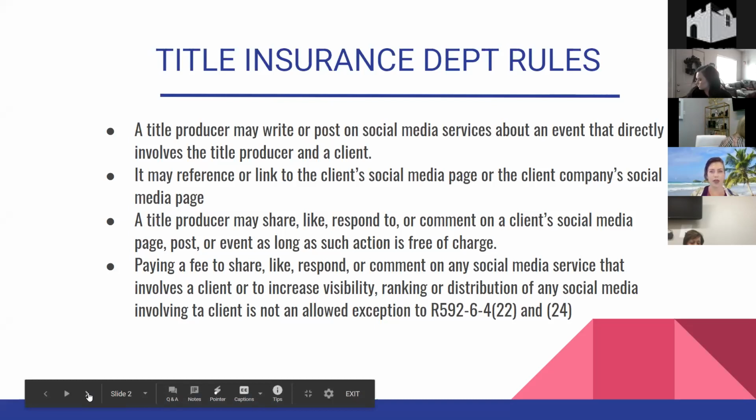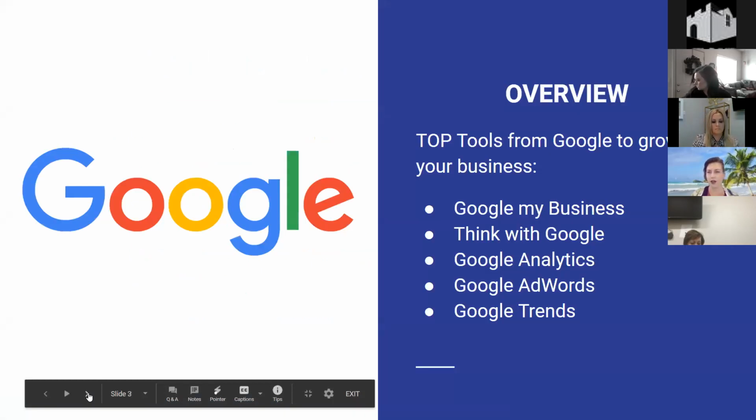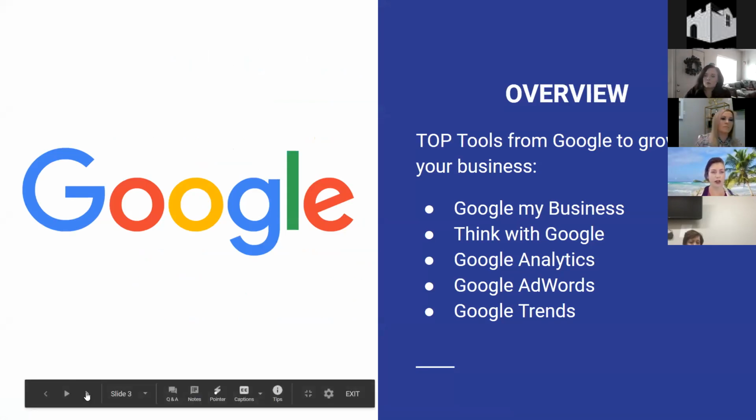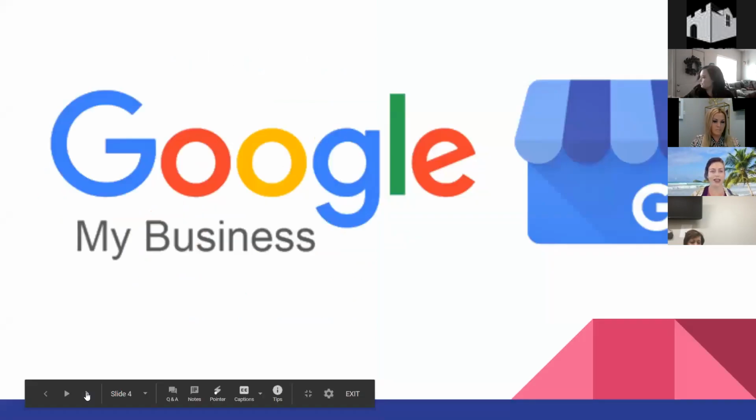So that being said, let's kick in. Here's a few of the things we're going to go over today. We're going to talk about Google My Business, Think with Google, Google Analytics, Google AdWords, Google Trends, and we'll also talk about Google Streak, which is a CRM platform. We'll get into all of this stuff today. It's pretty fun, but like I said, it's like drinking from a fire hose, so just put on your seatbelts and we'll rock and roll.